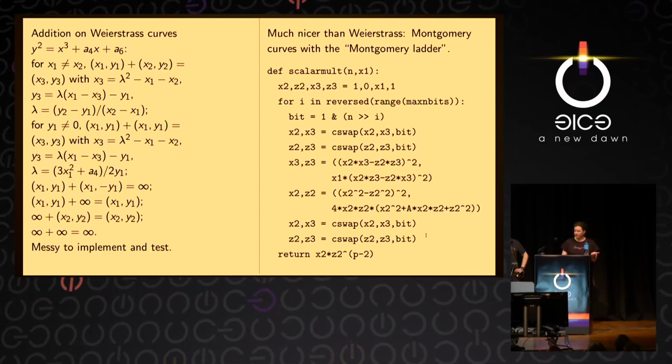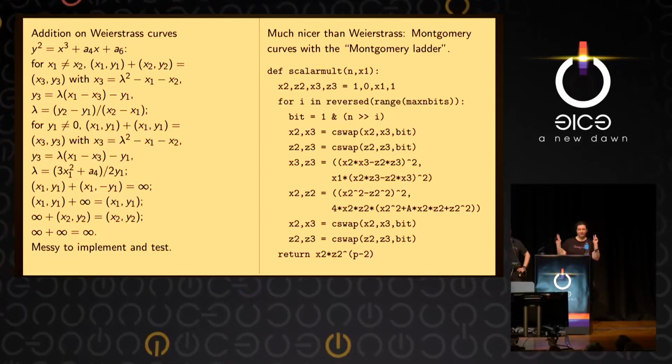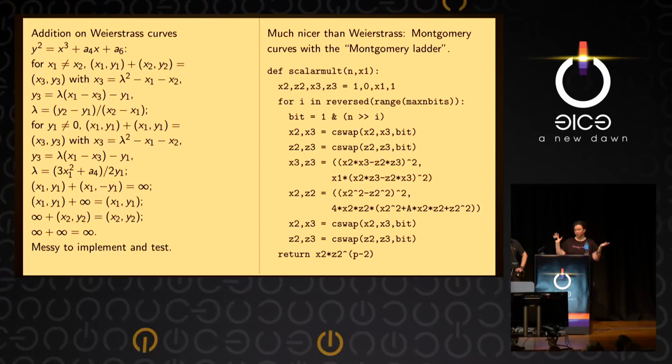Note, though, that here we only use an x-coordinate. For the Edwards curve, we had x and y. So there are some differences in what we're doing with them.